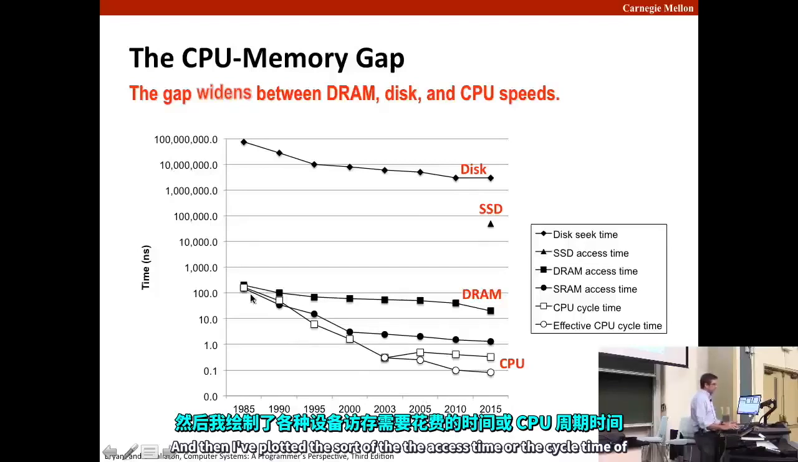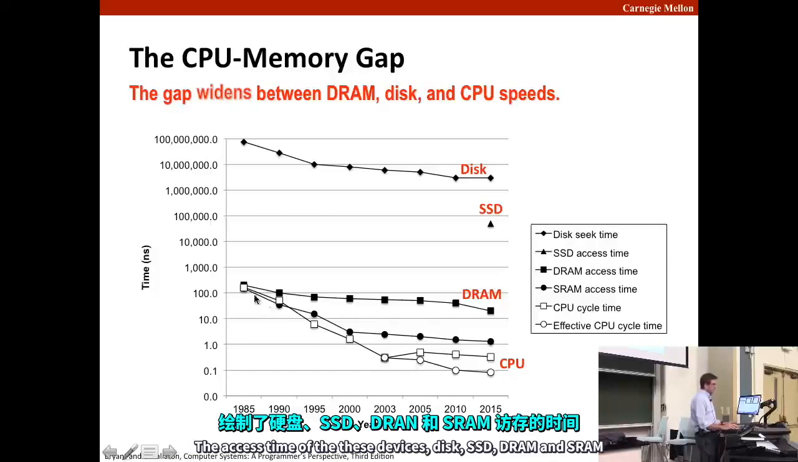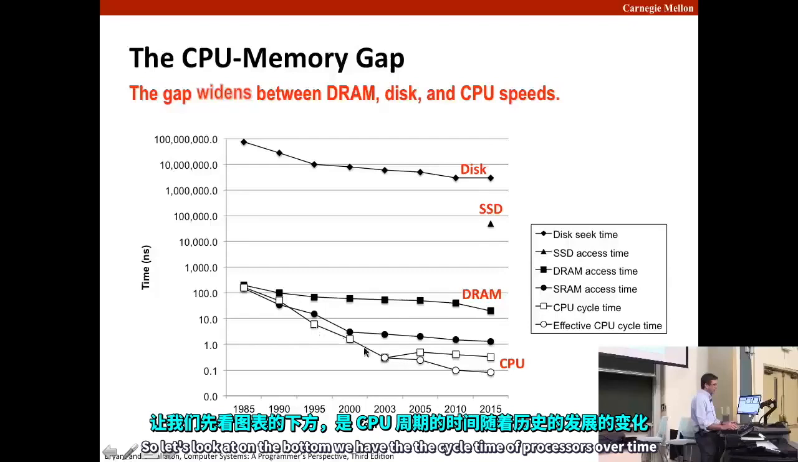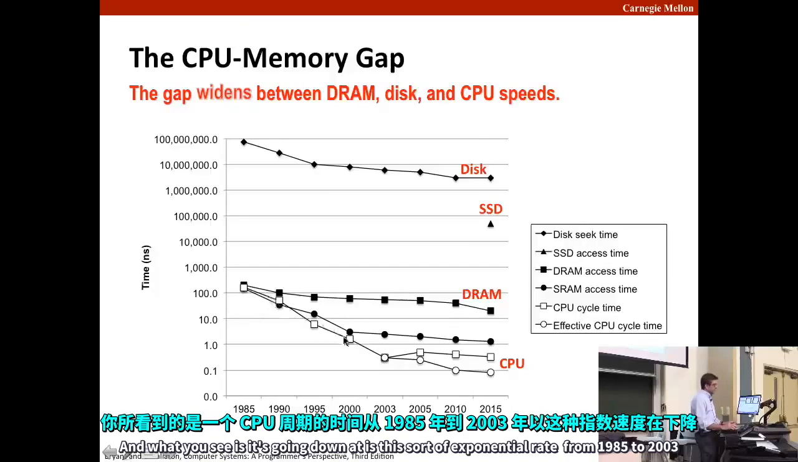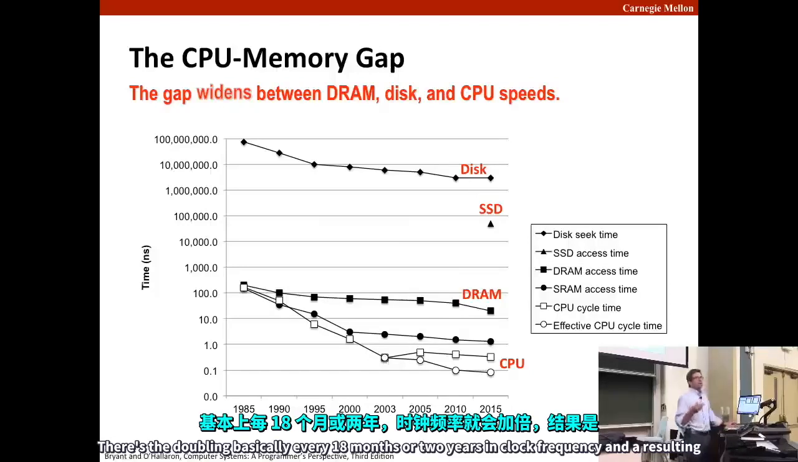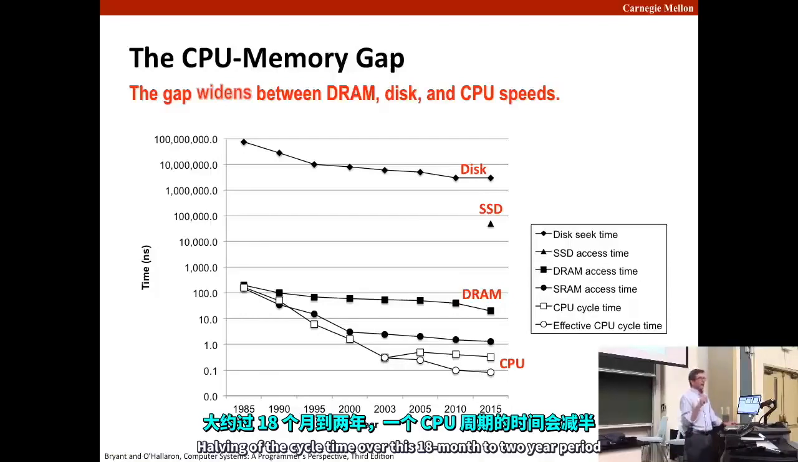And then I've plotted the access time or the cycle time of these devices, disk, SSD, DRAM, and SRAM, and the cycle time of processors. So on the bottom we have the cycle time of processors over time. And what you see is it's going down at this sort of exponential rate from 1985 to 2003. There's a doubling basically every 18 months or 2 years in clock frequency and a resulting halving of the cycle time over this 18-month to two-year period.